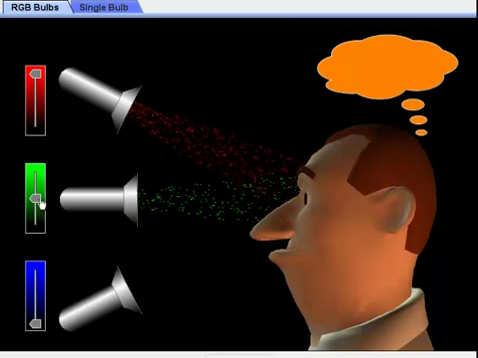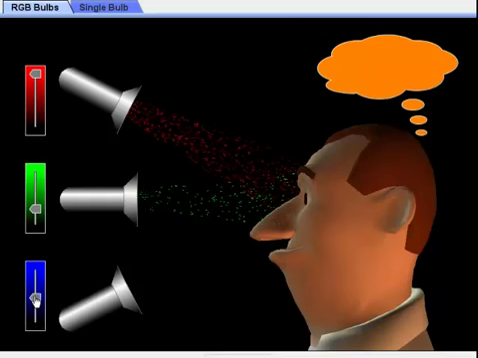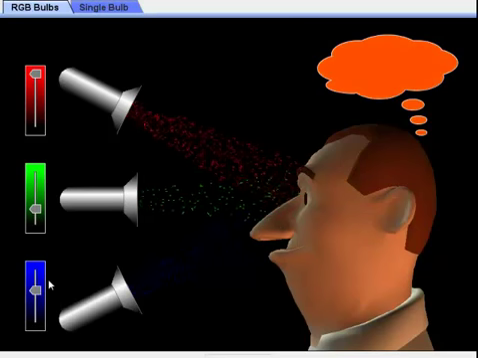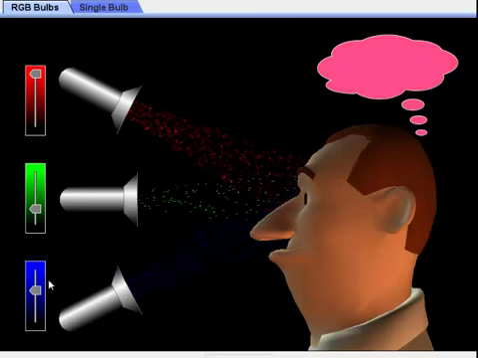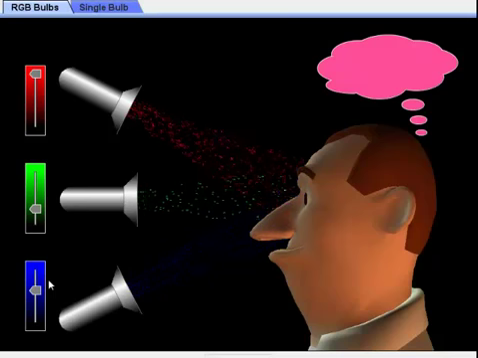So let me turn down the green even more, and let me turn up some of this blue. So by varying the amount of red, green, and blue, I can make truly any color imaginable. You can see now I'm getting kind of like a hot pink color. All right, that's pretty slick.